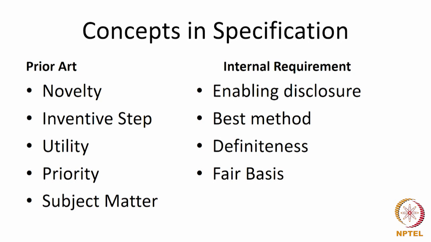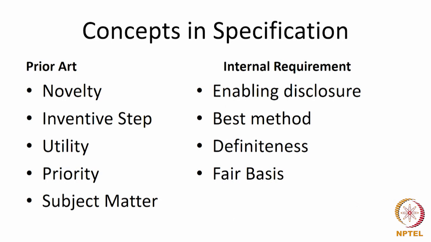Fair basis, again, is a requirement under section 10. The claims have to be fairly based on the matter disclosed. Now, we had seen earlier that the patent specification broadly has two parts, the descriptive part and the claims. Whatever is claimed in the claims part should be based on something that is disclosed in the specification. Section 10 says, on the matter disclosed in the specification. So fair basis is a requirement that you cannot claim something which you have not disclosed. You should disclose something in the descriptive part, and based on the disclosure you should make a claim.